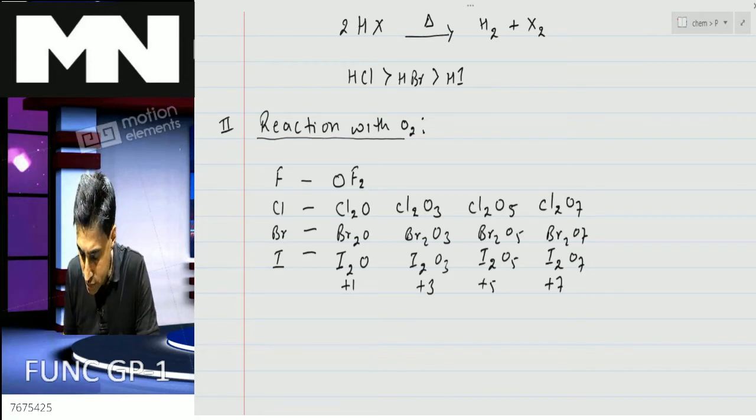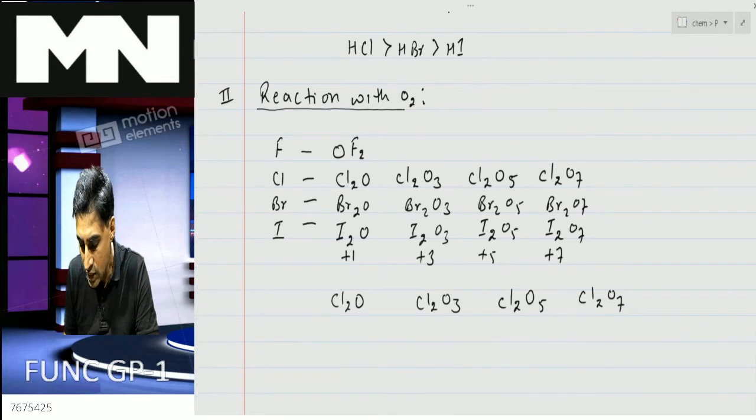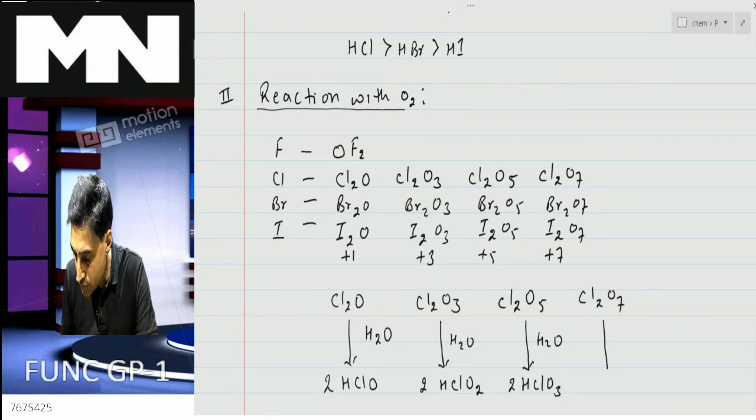I'm writing chlorine oxides like Cl2O, Cl2O3, Cl2O5, and Cl2O7. If I react this compound with water, I will get 2 moles of HClO. This compound on reaction with water will give me 2 moles of HClO2. This compound will give me 2 moles of HClO3. And this compound will give me 2 moles of HClO4.